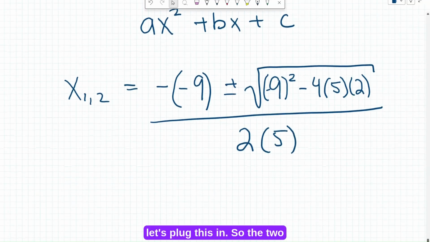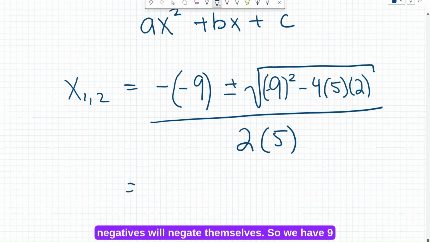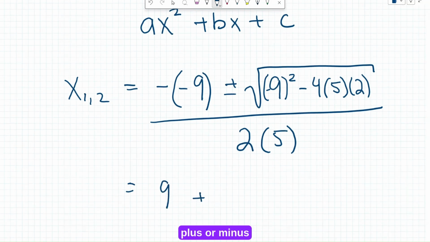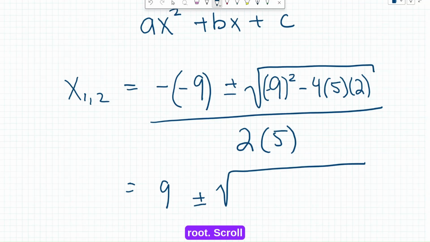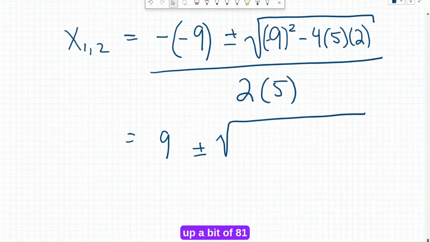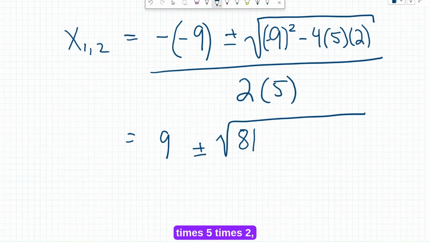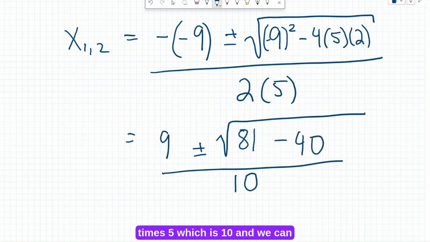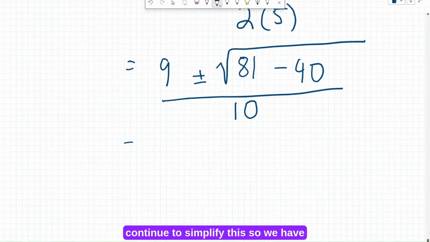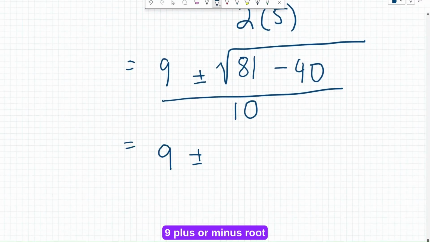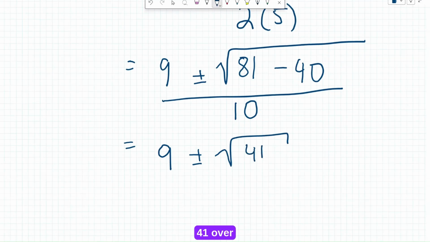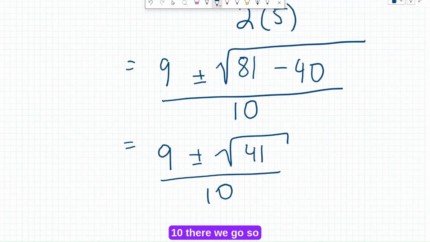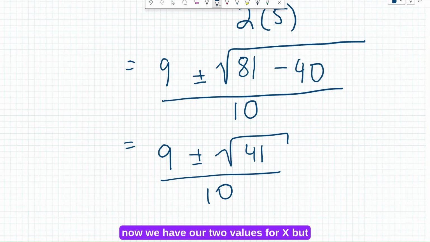Okay, let's simplify this. The two negatives will negate themselves. So we have 9 plus or minus the square root of 81 minus 4 times 5 times 2, which equals 40, all over 2 times 5, which is 10. We can continue to simplify this. So we have 9 plus or minus root 41 over 10. There we go. Now we have our two values for x.